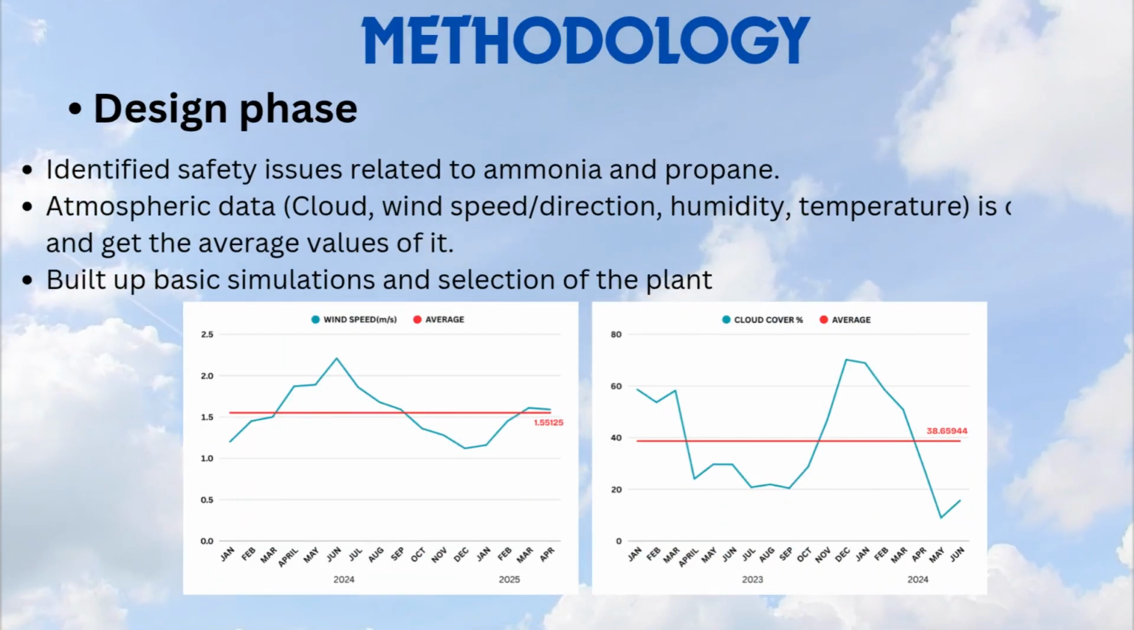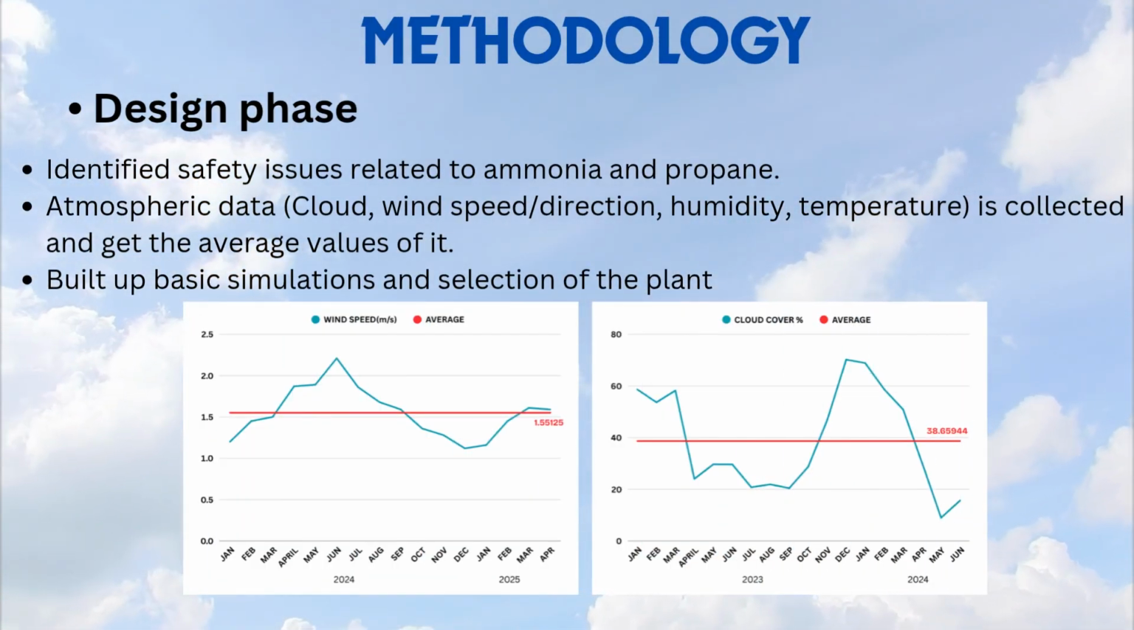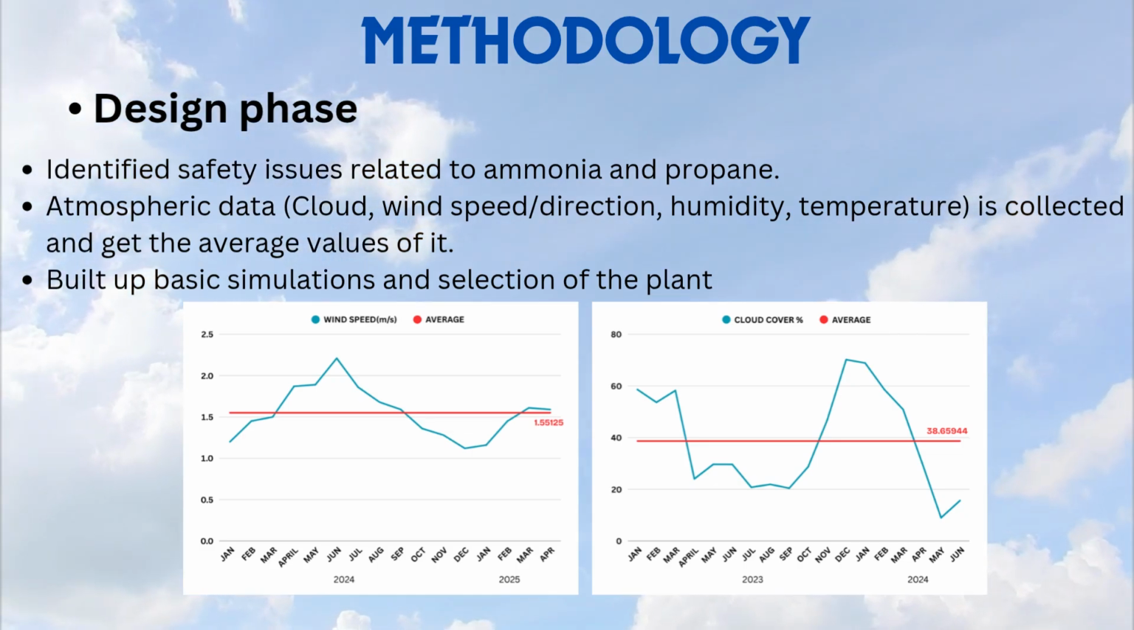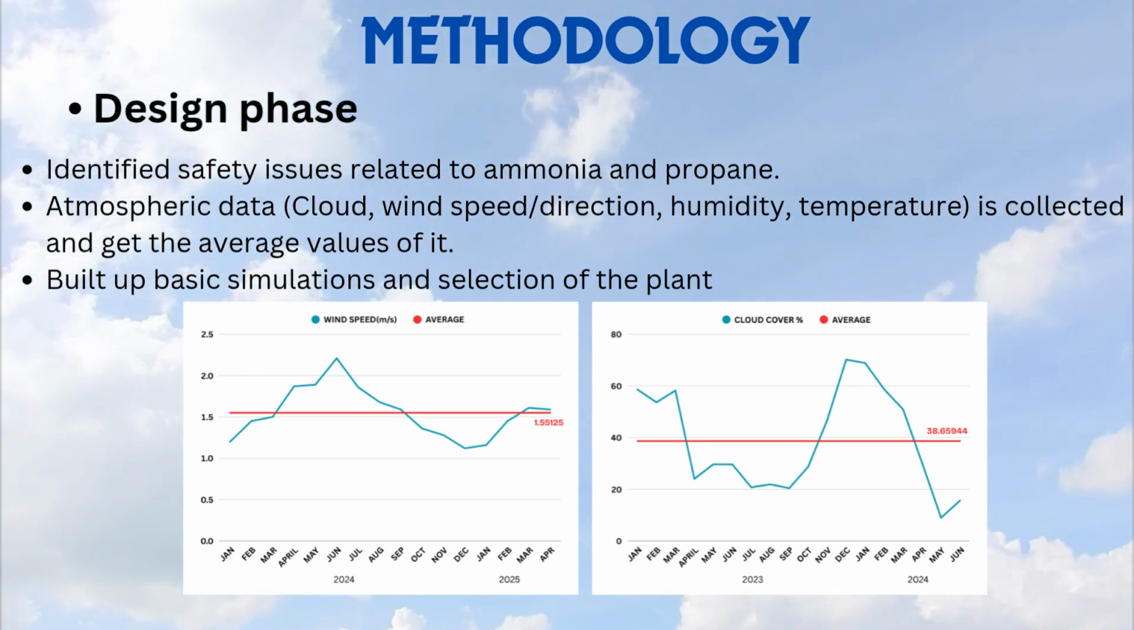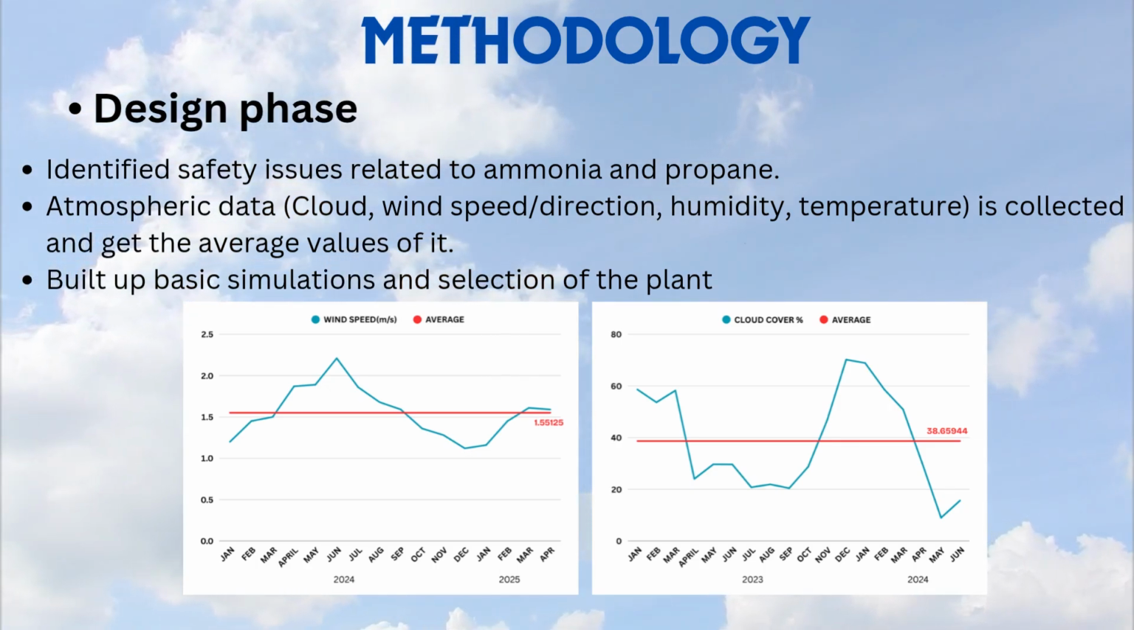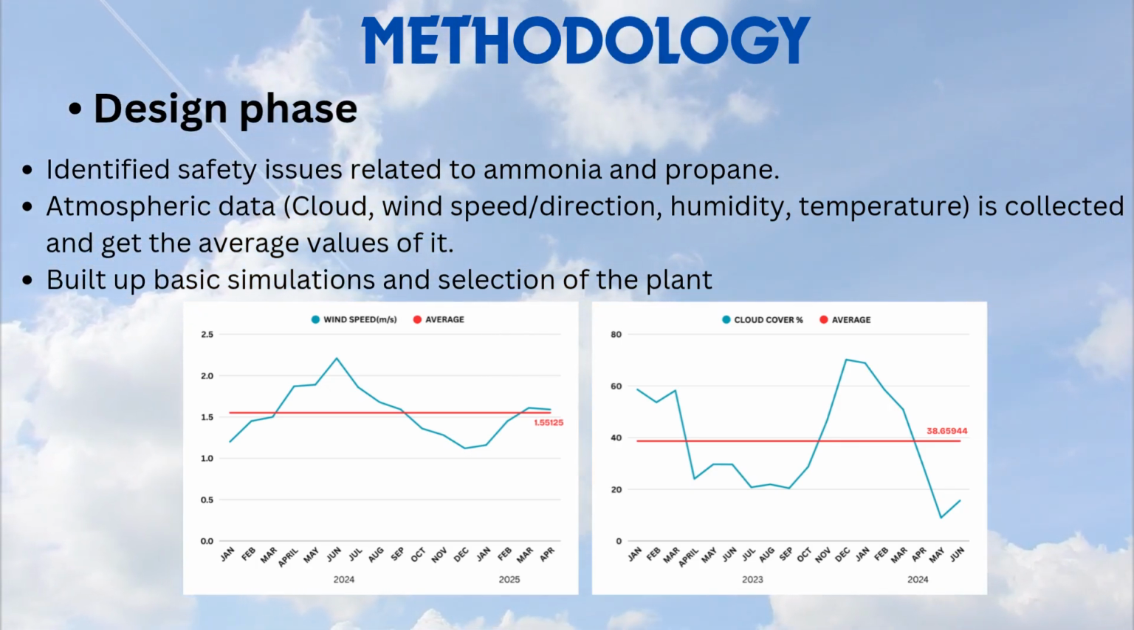This is the methodology part. Here the process is divided into 4 parts. The first one is the design phase. In the design phase, safety issues related to ammonia and propane were identified.